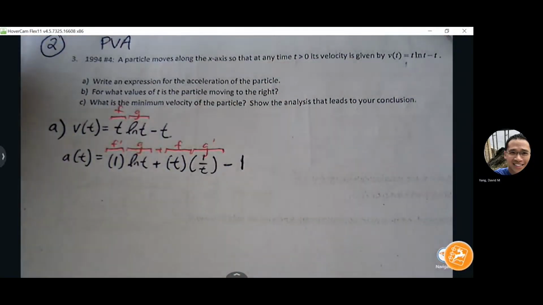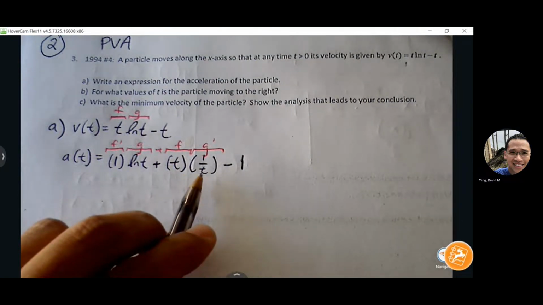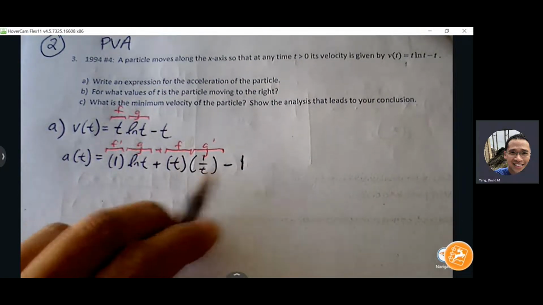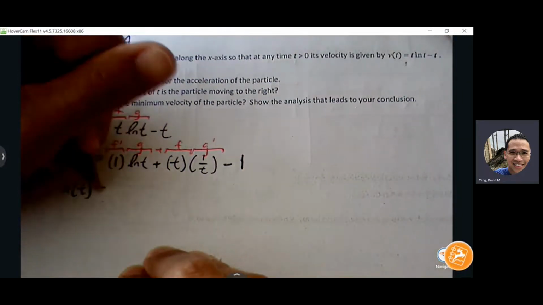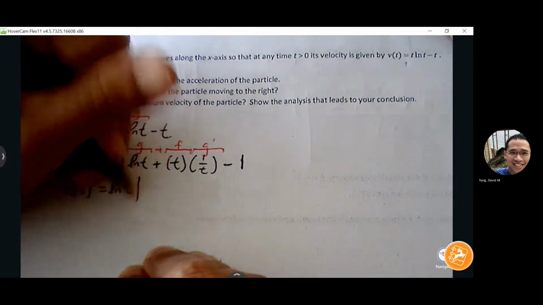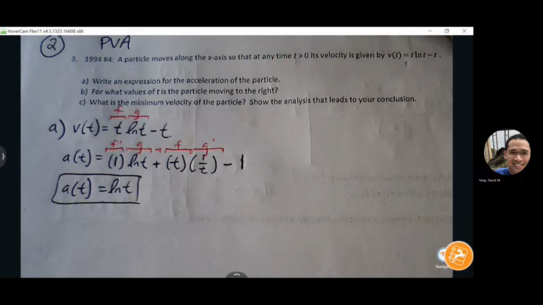Okay. All right, so t over t becomes 1. 1 minus 1 is 0. So my acceleration is just natural log of t. All right, so we took care of part A. We have our acceleration function.